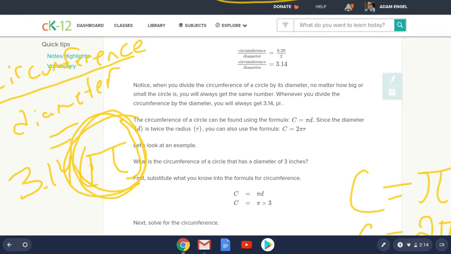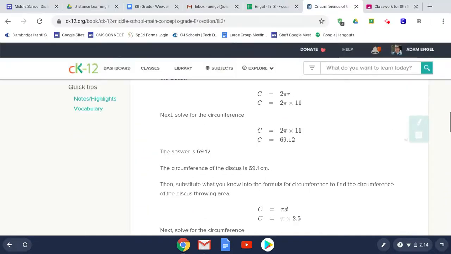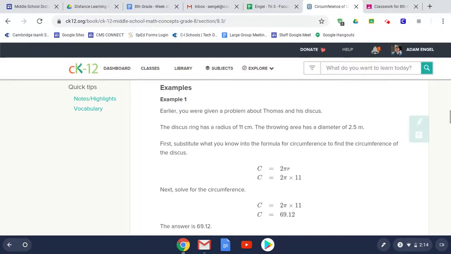All right, welcome back, everybody. So we are going to go through some examples here. Earlier, we were given a problem about Thomas and his discus. The discus had a radius of 11 centimeters. The throwing area has a diameter of 2.5 meters.